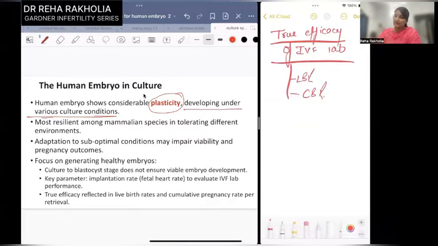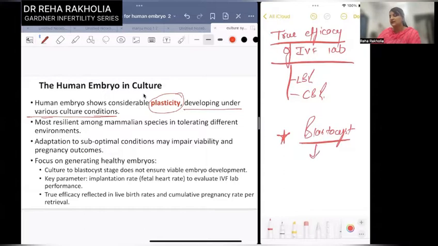Now, even if the embryo goes to the blastocyst stage, that does not ensure viability. Maybe it has previously had so much stress that growth and development can stop. It does not ensure viability even if it has developed till the blastocyst stage.